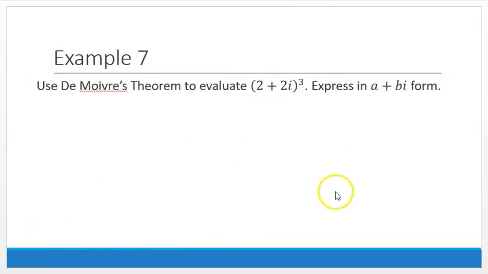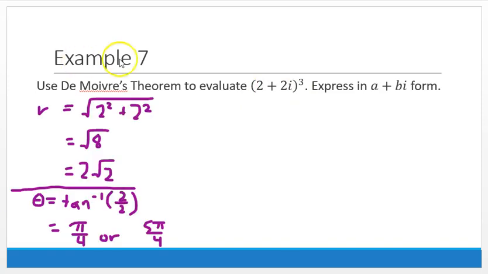Here's another example where we're being asked to raise a complex number to a power. Now the tricky thing on this one is my complex number is in standard form. So I'm going to set up the conversion and rewrite this in polar form first. So here's my work for converting the standard form to trig or polar form.